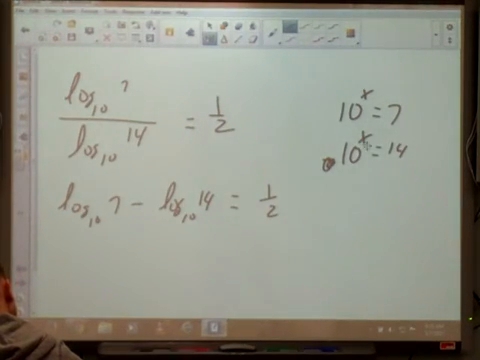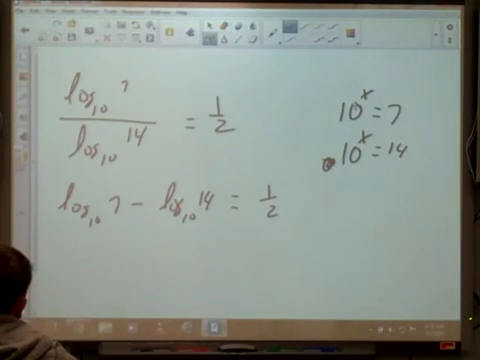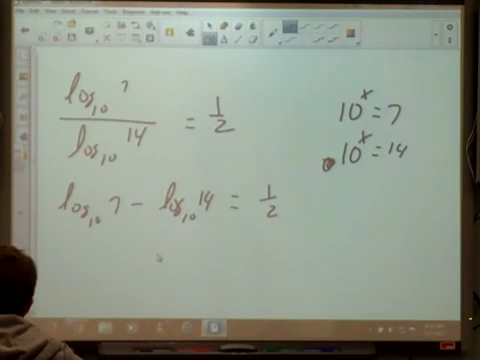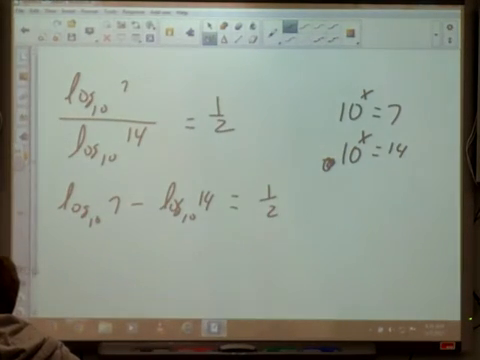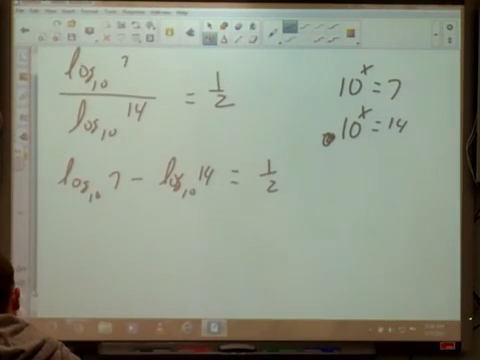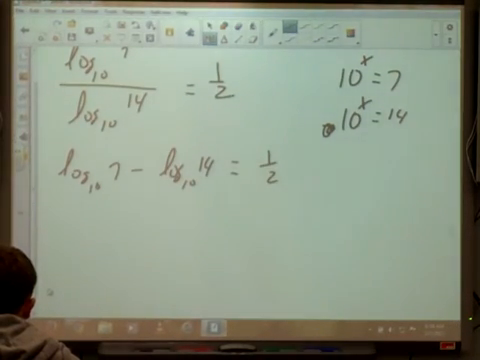Okay, so how can you figure this out? Because that's obviously not a whole number. 10 to the first is 10. It's got to be smaller than 1. So how can you figure out what log base 10 of 7 is and log base 10 of 14? Type it in your calculator. So hit log base 10 of 7 minus log base 10 of 14. See if you get 1/2 or not. Now go back to that.